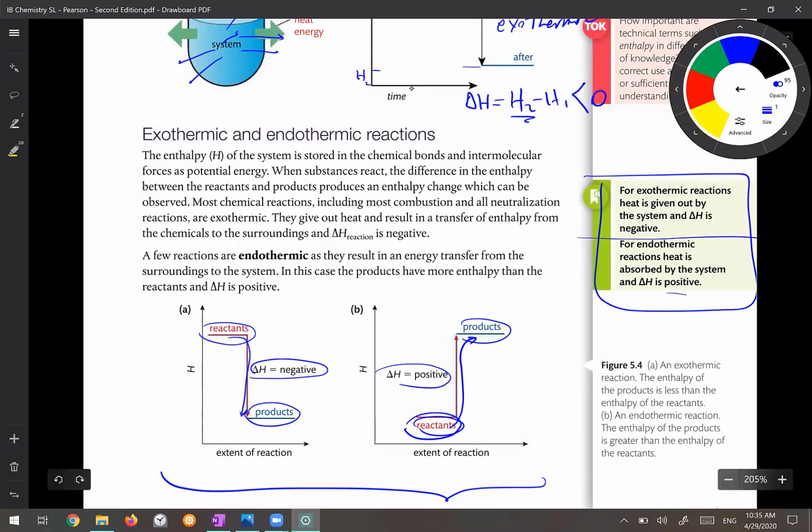And in either of these changes, what happens when you touch the reaction vessel? In an exothermic reaction, you can feel that the reaction vessel becomes hotter. In an endothermic reaction, you can feel that the reaction vessel becomes colder because the energy has gone from the surrounding, from the reaction vessel, into the system.